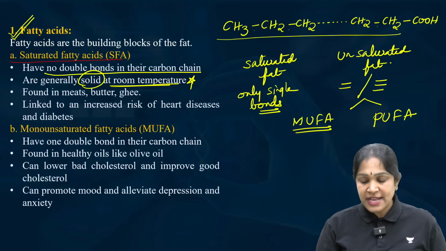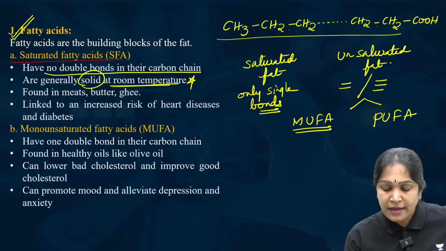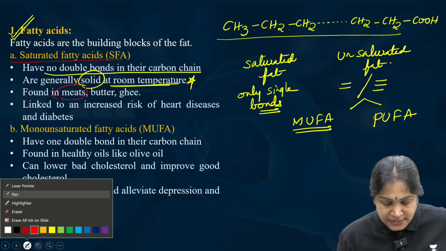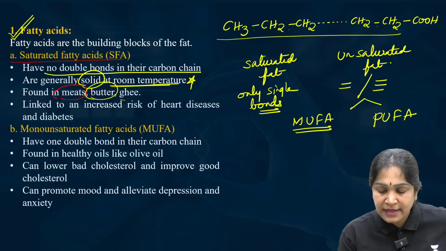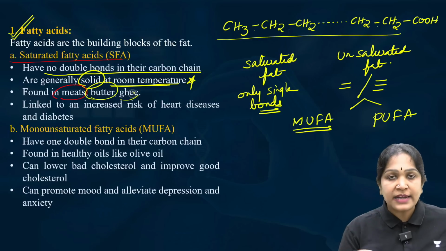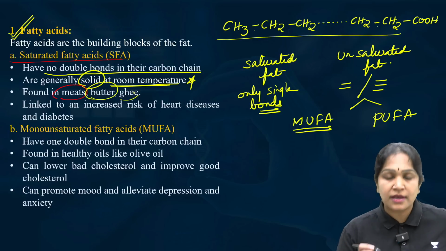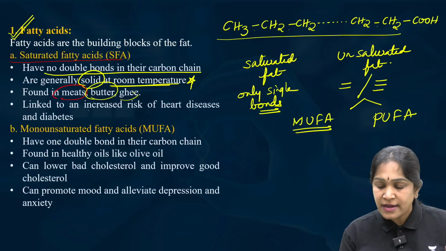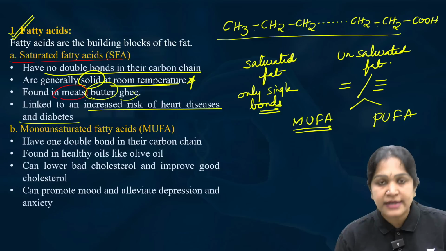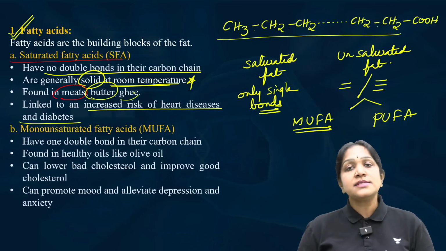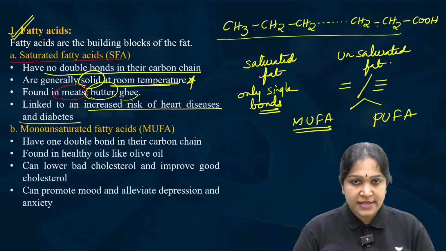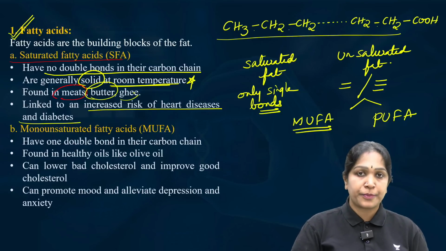The examples of saturated fats are meats and the solid fats like butter, ghee, etc. And these saturated fats are linked to an increased risk of heart diseases and diabetes. Excess consumption of the saturated fatty acids can lead to diabetes and heart problems.